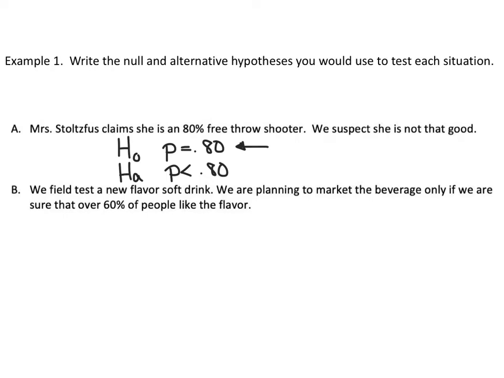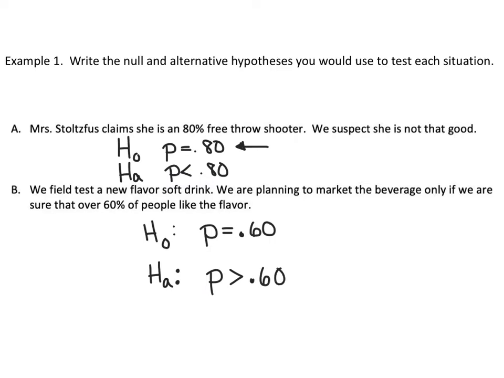Second example, we field test a new flavor of soft drink. We are planning to market the beverage only if we are sure that over 60% of people like the flavor. So our null, first of all, would be that the population parameter is equal to 0.6. It's always a statement of equality. The alternative would be that your population parameter, P, is, if only we're sure that over, so greater than 0.6.